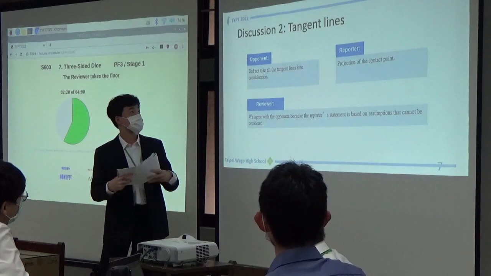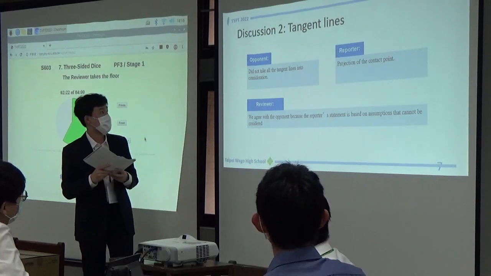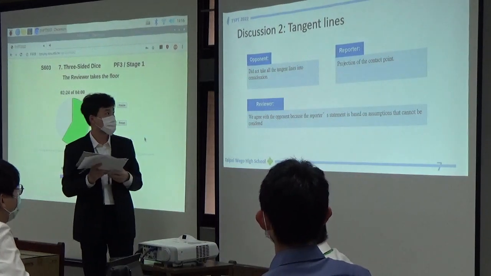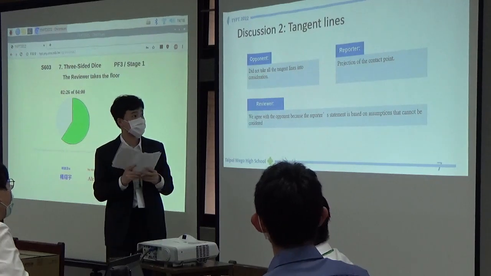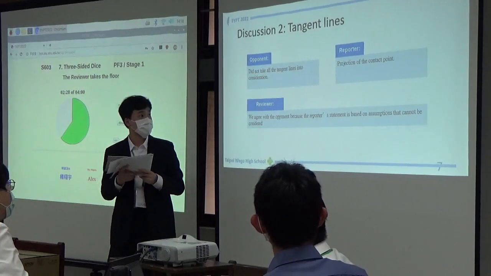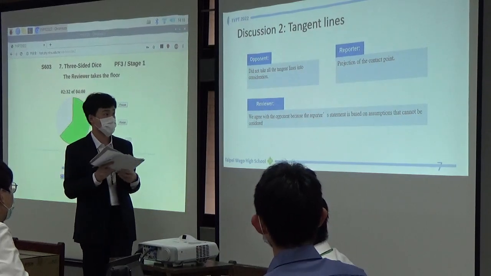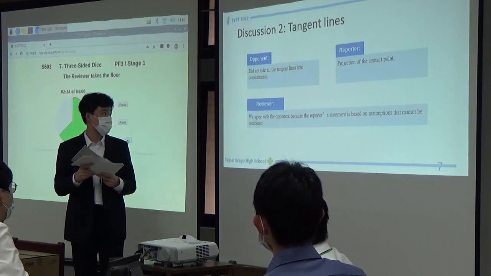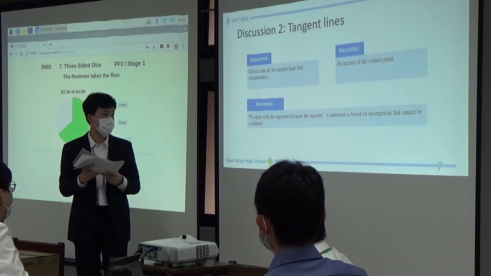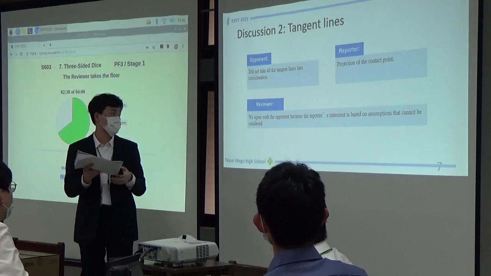The second discussion is about the tangent line. The opponents say that the reporters did not take all the tangent lines into consideration, while the reporters say their projection is a projection of the contact point. For us, we agree with the opponent because the reporter's statement is based on assumptions that cannot be considered.